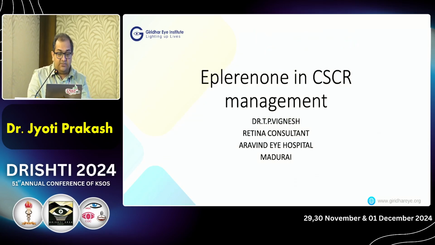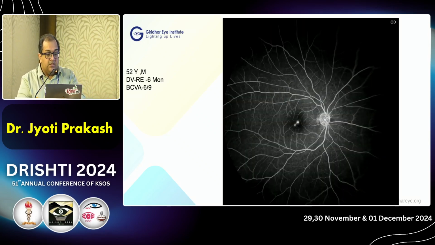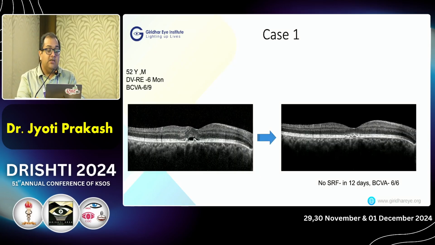This is a presentation where Dr. T.P. Vignesh was kind enough to send me 2 cases of his in which he had used eplerenone in chronic CSR patients. Here is a 52-year-old male with a history of defective vision for 6 months. Although the vision mentioned here is 6/9, the patient had a significant problem in near work. When the patient underwent FFA, you can see a characteristic subfoveal location of the leak, and since PDT is not available, he was given the option of eplerenone for a period of 1 to 2 months.